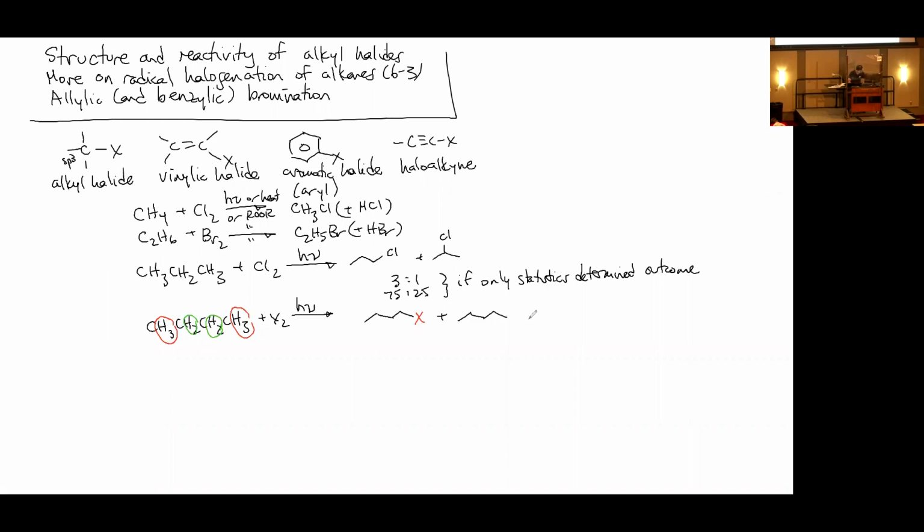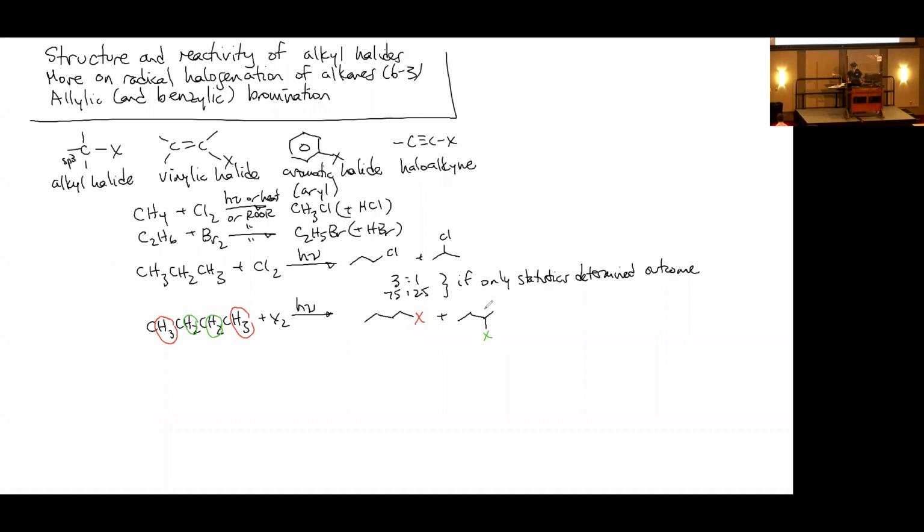Whoops. Thank goodness for control Z. And that one will make that halogen in green. Good, so you've basically got the one halo and two halo products.